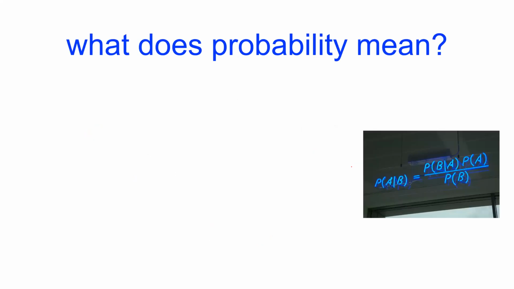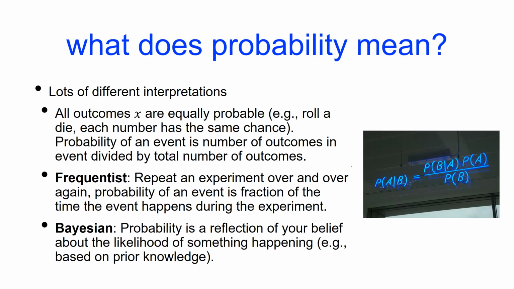So far we have mentioned that probability can be very loosely understood as a measure of likelihood. But what is a more rigorous way to think of probability? There's no common agreement. At least there are two popular perspectives on probability. The first we call frequentist. You repeat the experiment over and over again, then the probability of an event is the fraction of the time that the event happens during the experiment.